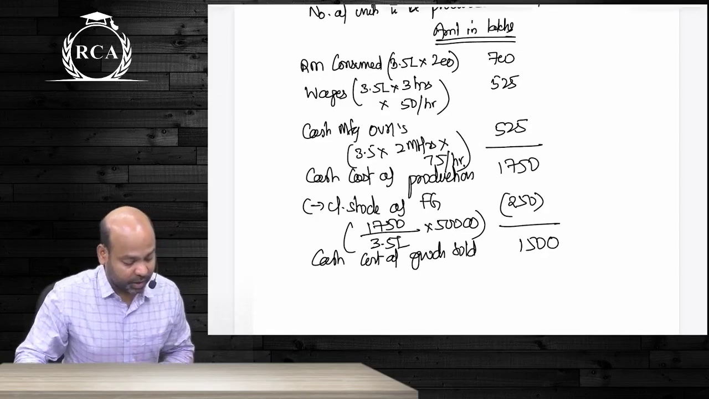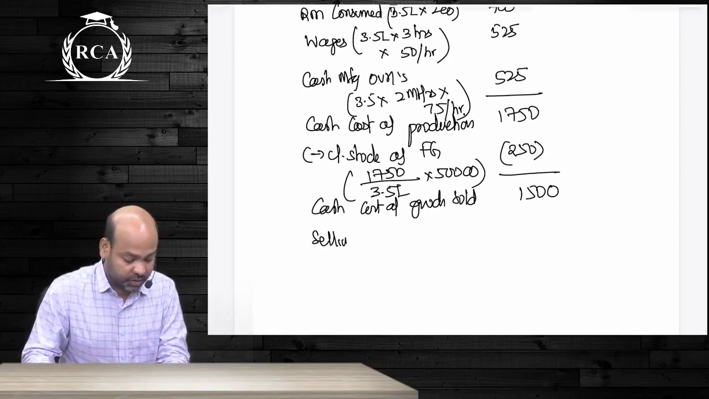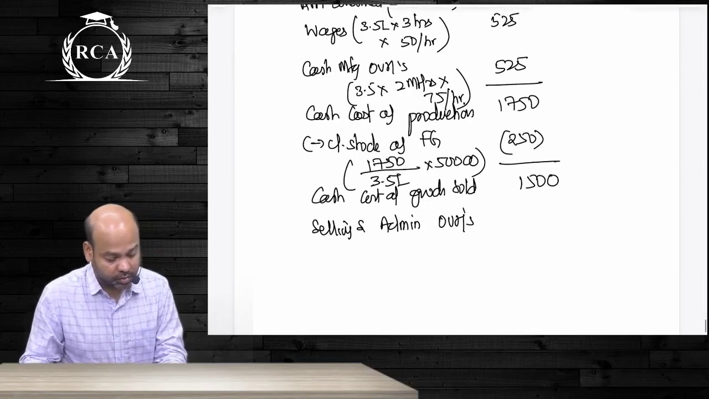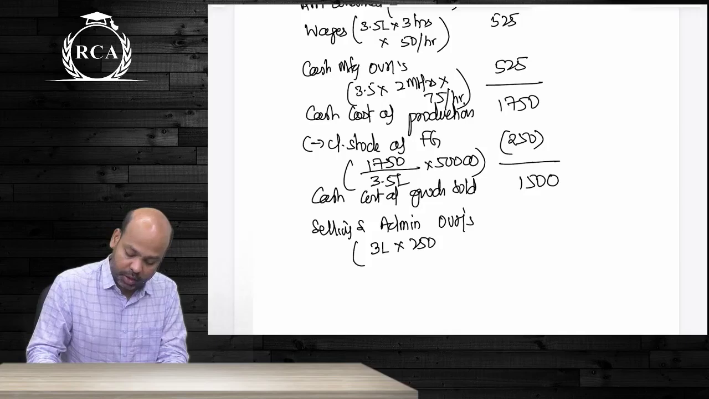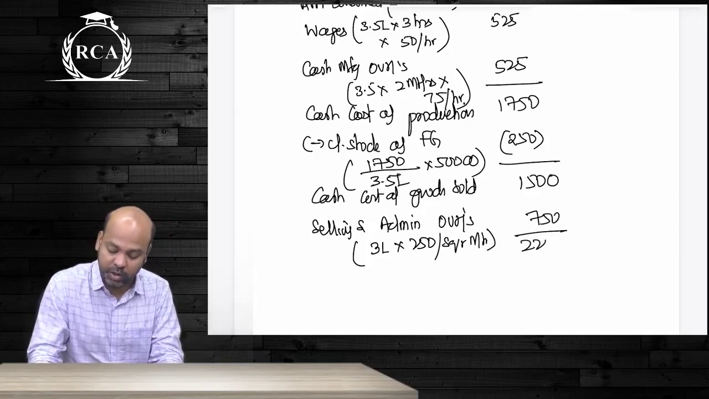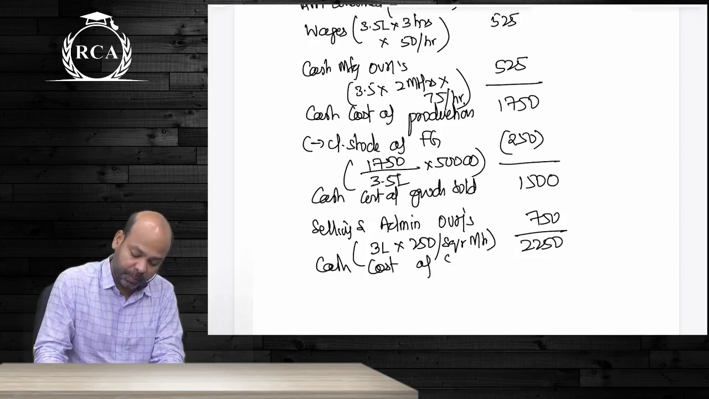उसके बाद में बेटा what do we have? Selling and administration overheads. Selling and admin overheads guys are what amount beta? So 3 lakh multiplied by 250 per square meter. 3 lakh ही ना sales हाँ. 750. This will become 2,240. This is cash cost of sales guys.